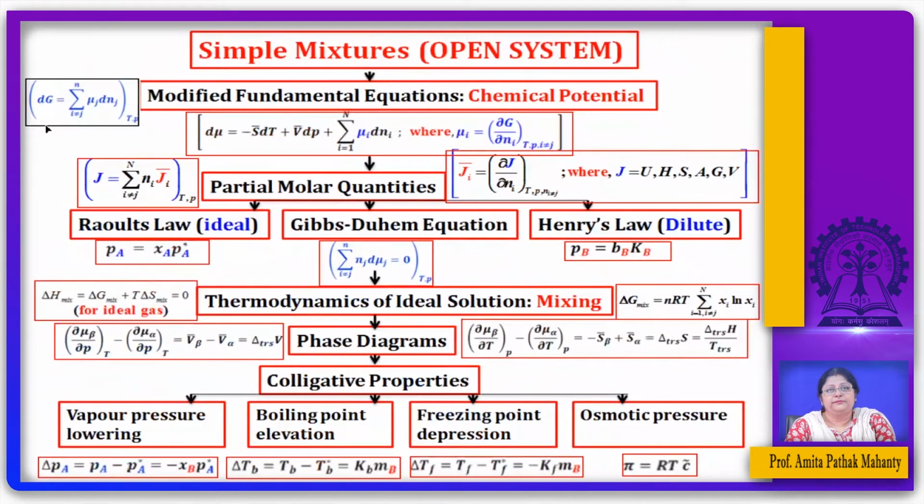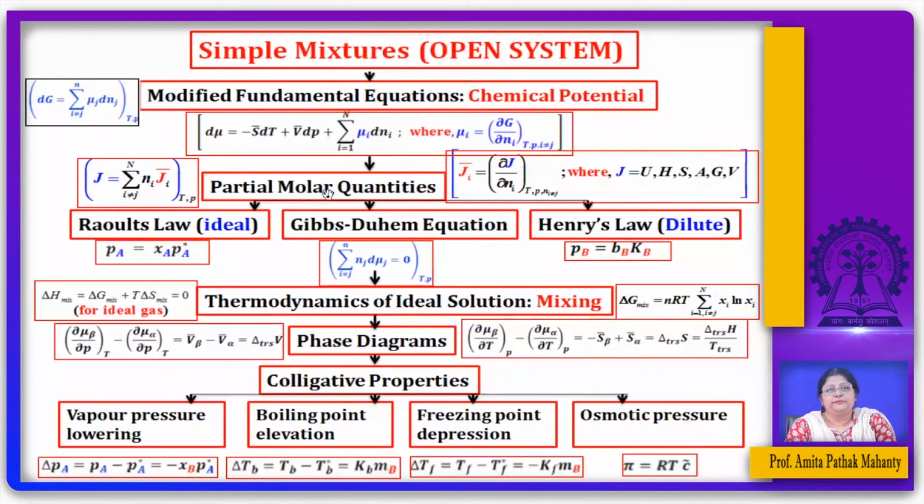I have made the correction here for the delta G. And the whole thing is, when we have a mixture, that means we are in an open system, the fundamental equations get modified, and whenever we are having an open system, we are having a mixing. That means essentially we are talking about the partial molar quantities, and the partial molar G and volume we had taken up in detail.